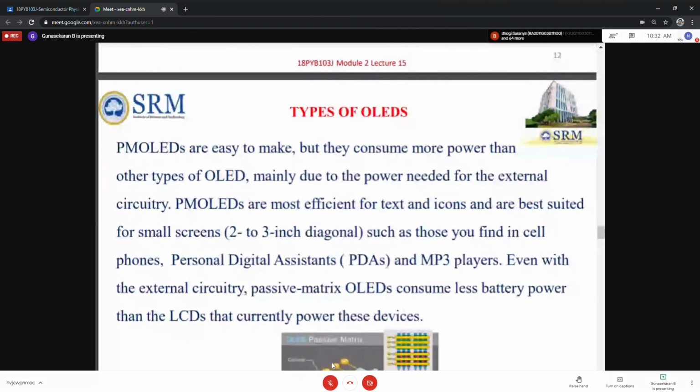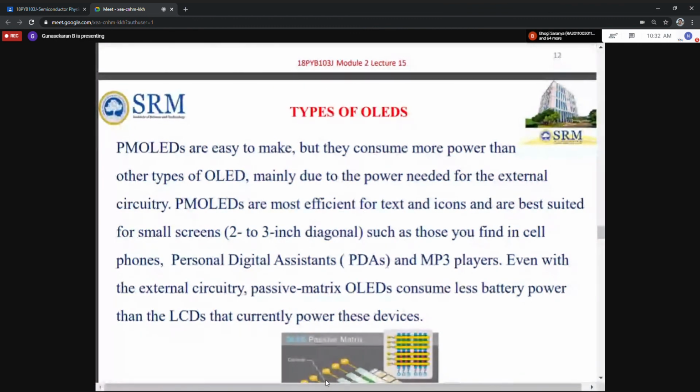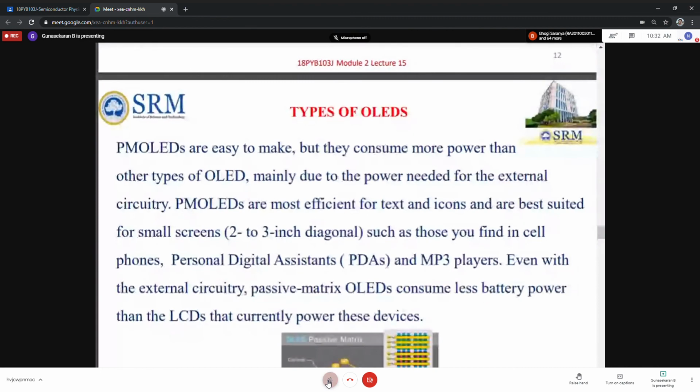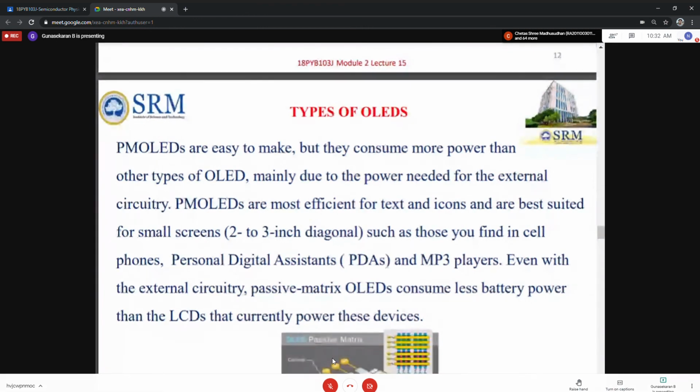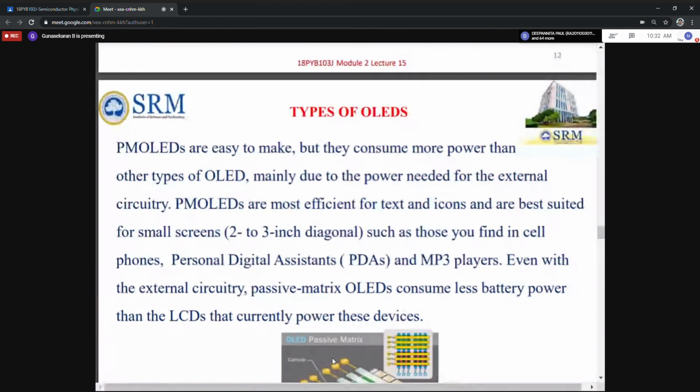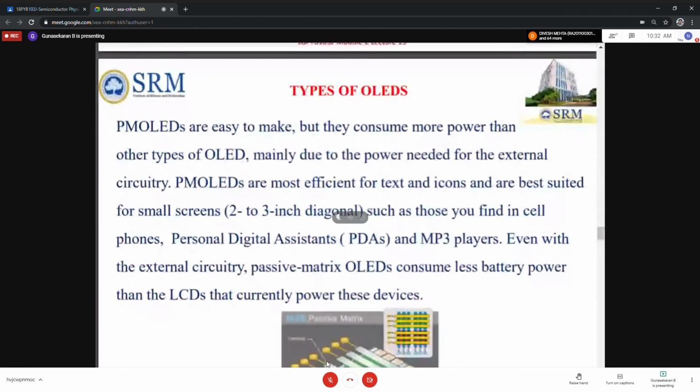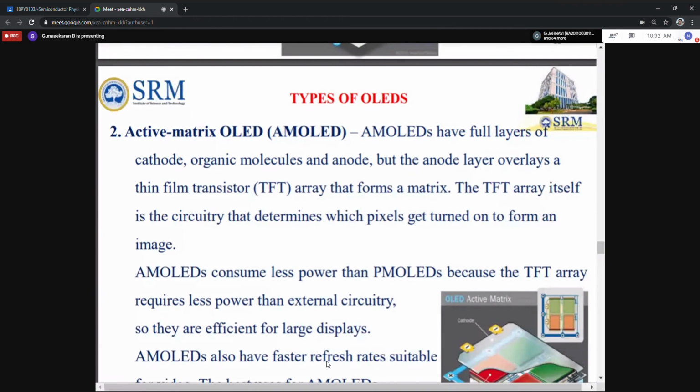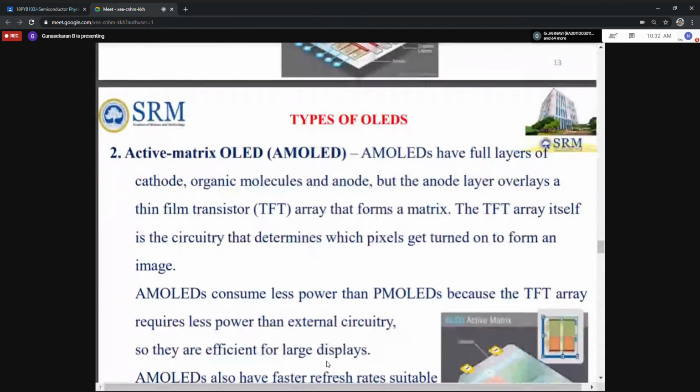So what about your large screens, your computer monitor or your TV screen? Definitely that is the opposite. That is the active matrix OLED, AMOLED, the next type. There are no strips. The whole layer of cathode and anode is one layer, but a TFT is there. That is a thin film transistor. So that is active matrix.